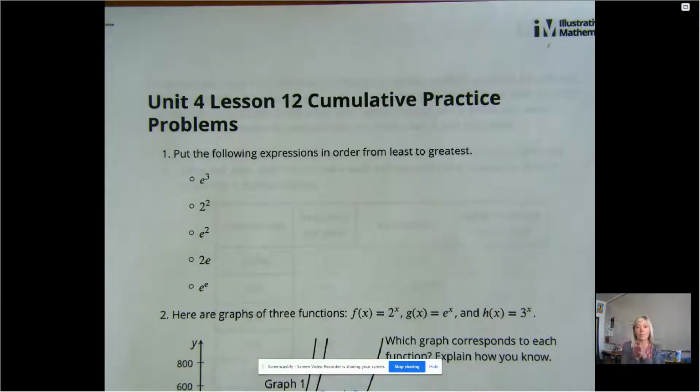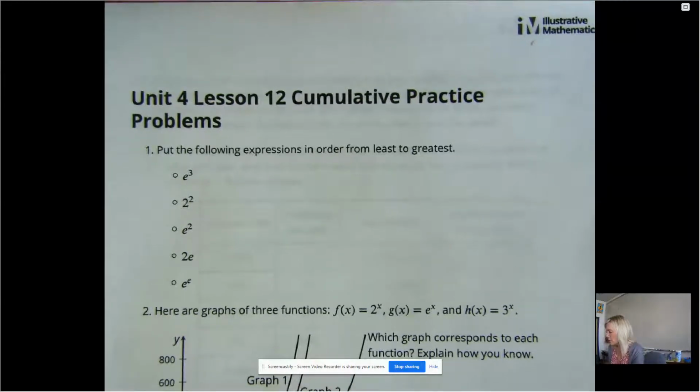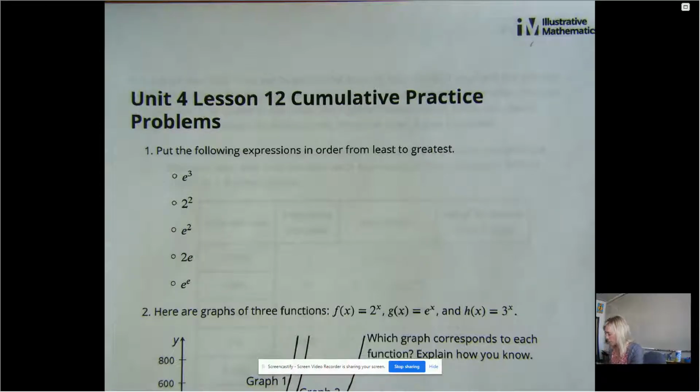So today you learned about e, which is the natural base, and approximately 2.7, and then some. So I'm actually going to use the calculator a little bit and the Desmos app a little bit for some of these problems. So first, put the following expressions in order from least to greatest. And so obviously there's some of these that I kind of know and some of them that I might use a calculator.